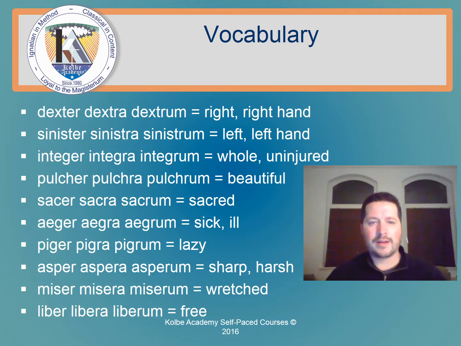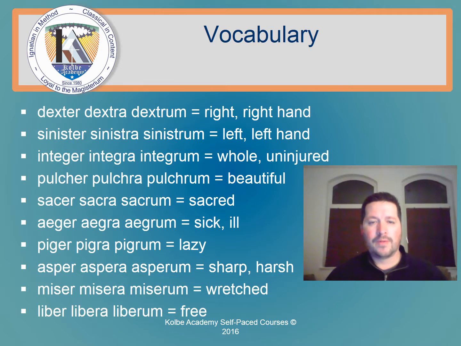We have dexter, dextra, dextrum, which means right or right hand. We have sinister, sinistra, sinistrum, left or left hand. And so that seems a little bit strange when somebody's called a sinister person or something like this, a left-handed man. Sinister vir, left-handed man. Integer, integra, integrum, whole or uninjured.